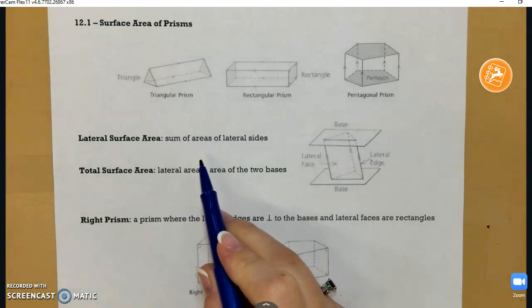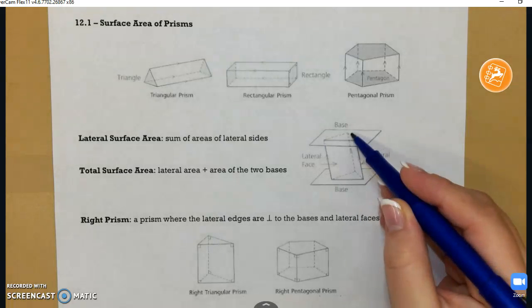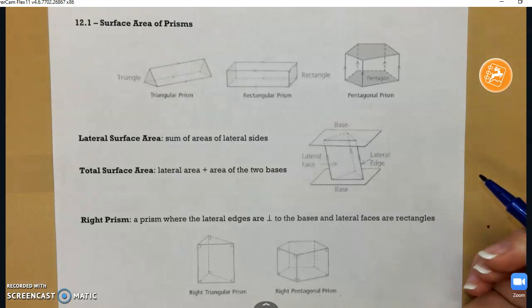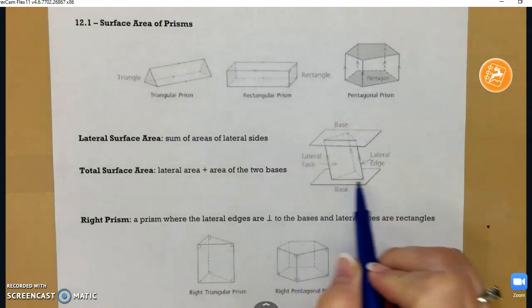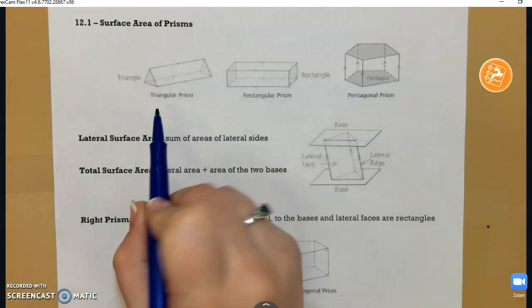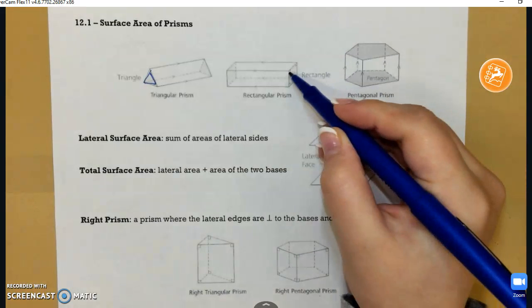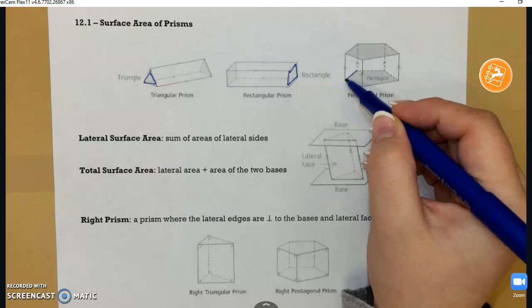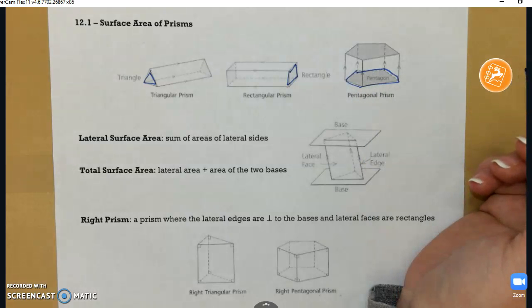So lateral surface area is just our lateral sides. So all of our edges and faces, that's the lateral surface area. So remember, our bases are kind of like the flat sides if you think about it that way. So in a triangular prism, our bases would be the triangles. In a rectangular prism, it would be the rectangles, or in any other kind of prism, whatever shape is making up the name of that prism is going to be the base.